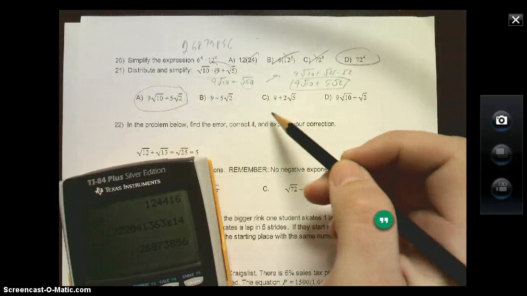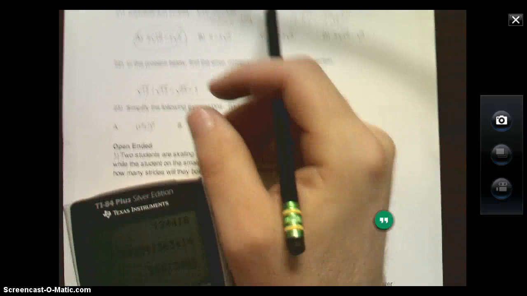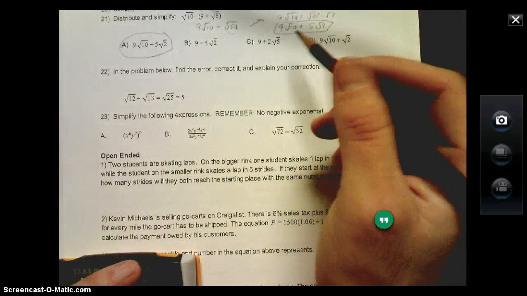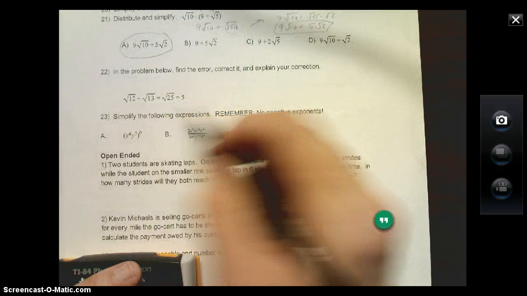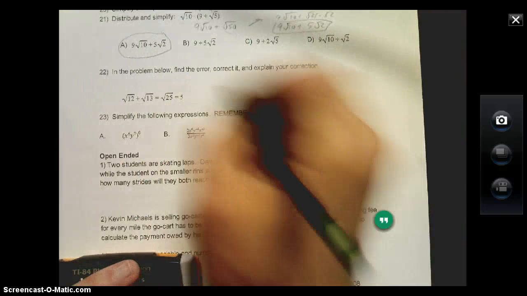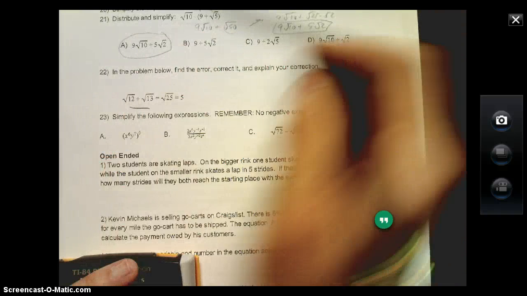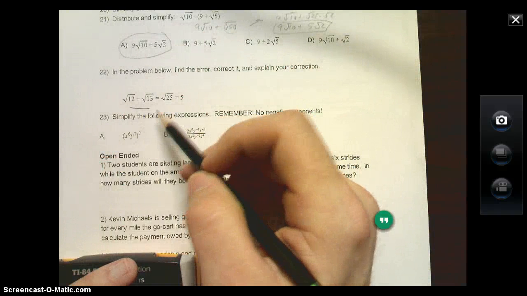Check through your answers, see which one gives you the exact decimal. All right, in the problem below, find the error, correct it, explain the correction. Root 12 plus root 13 equals root 25, equals 5. You cannot add together radicals like that. You can multiply them underneath there, but you can't add them.